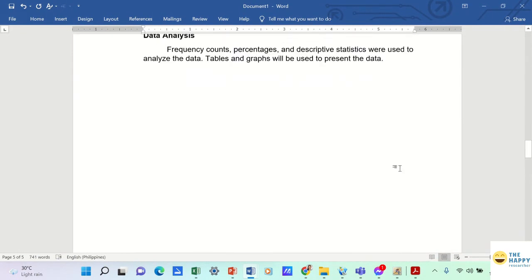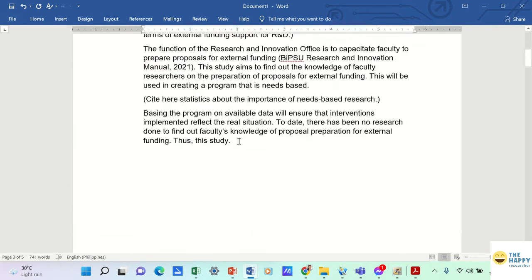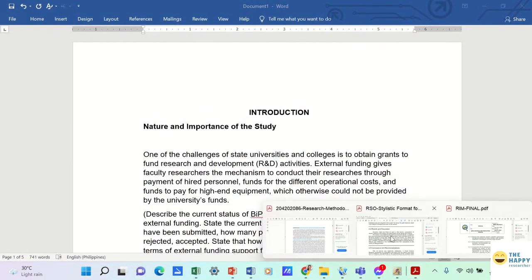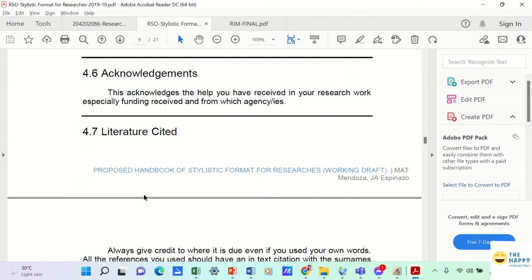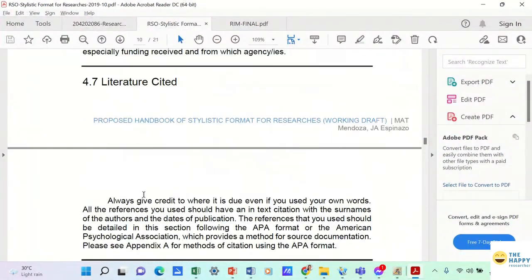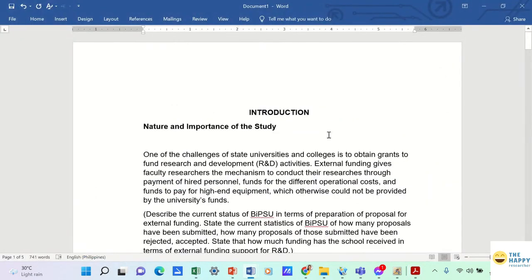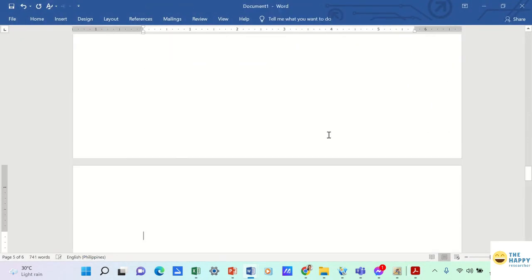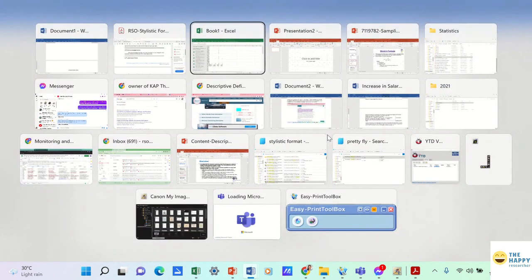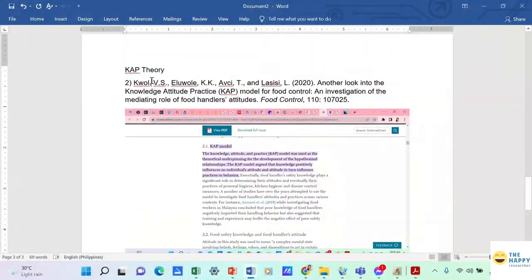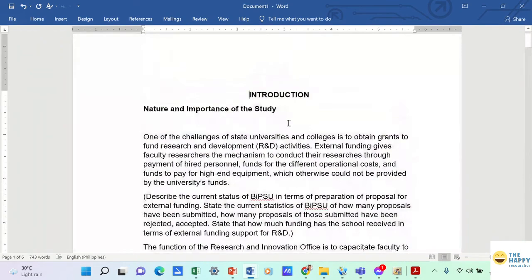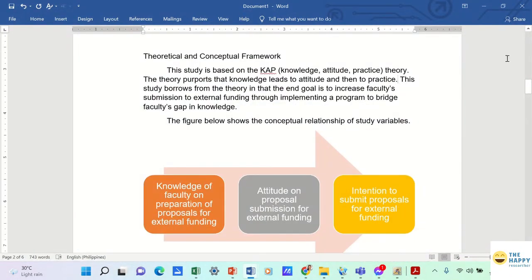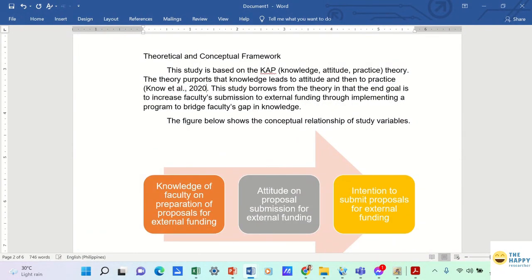We will not anymore be putting any conclusion and recommendations, but you have to put in one example of literature cited. So you have to show me how you put it in text and how you put it in the literature cited. So this is an example. I will be putting it in text right here, and then I will also be putting it in the literature cited or references at the end of the paper.